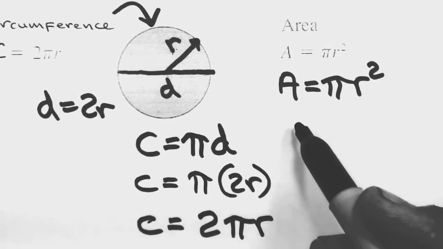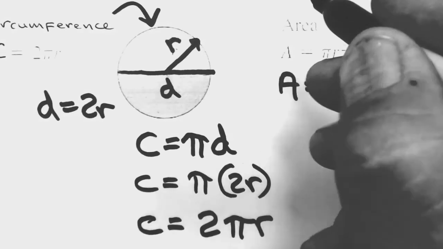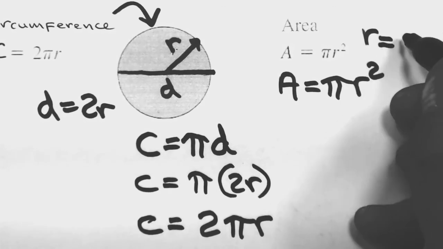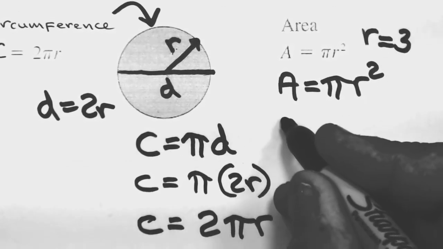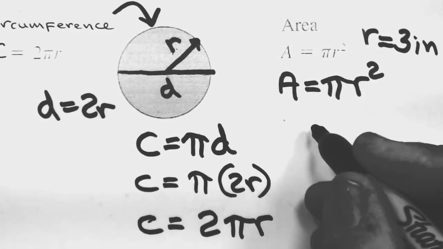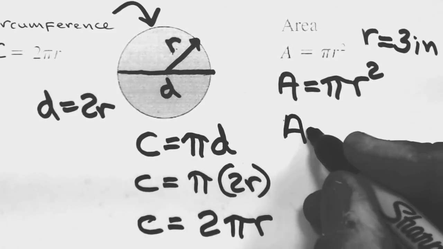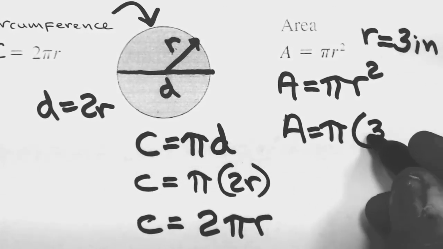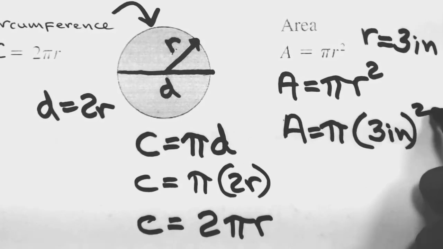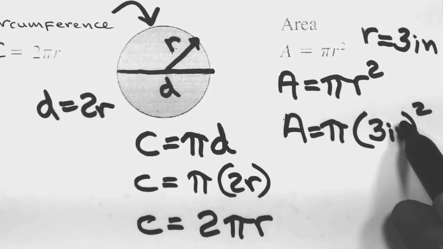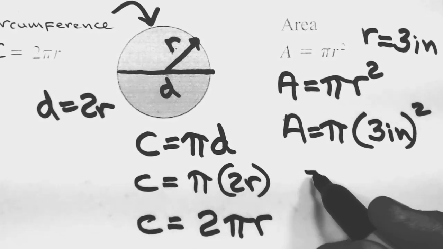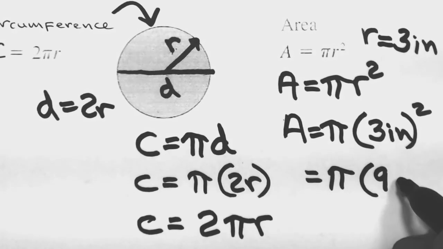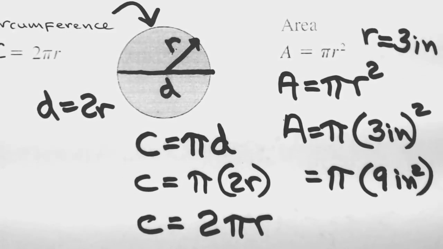So, for instance, let's say the radius of this guy happened to be 3. If r equals 3, let's put it right here, and I'll put inches again, just to have some units, A equals pi times r squared, and I'll put the 3 inches in here for the r and square it. Now, if we square this, it's going to be A equals pi times 3 times 3 is 9, and inches times inches, this is where the squared units come from.